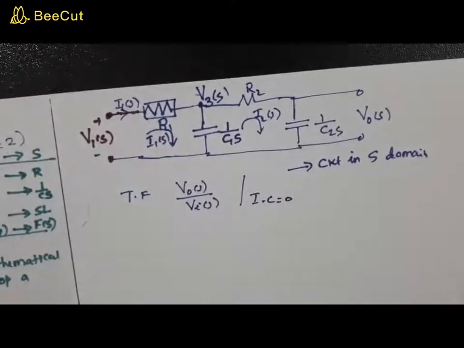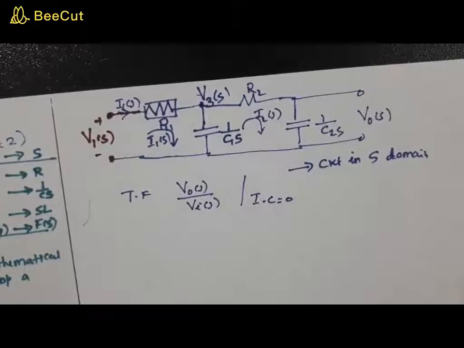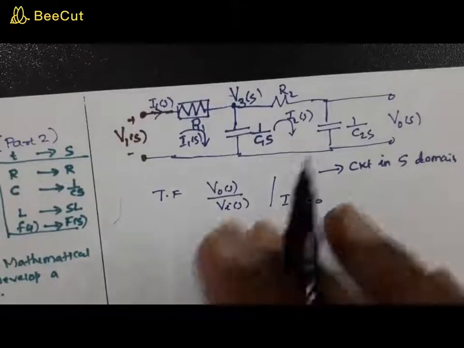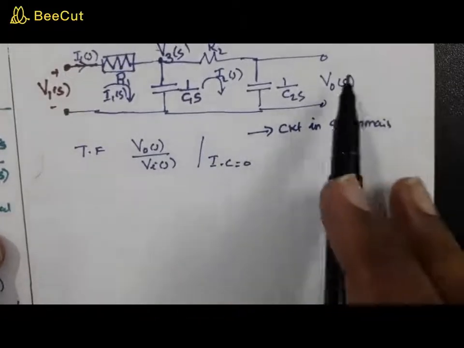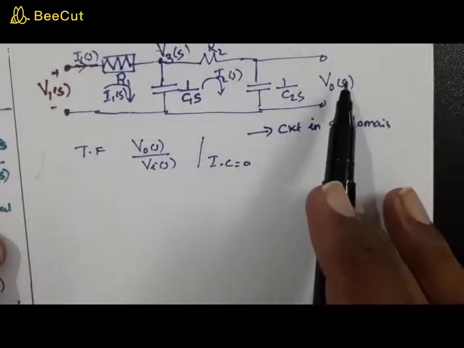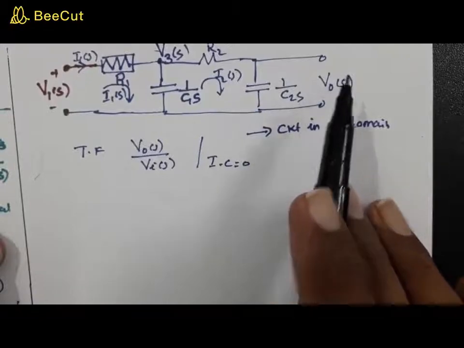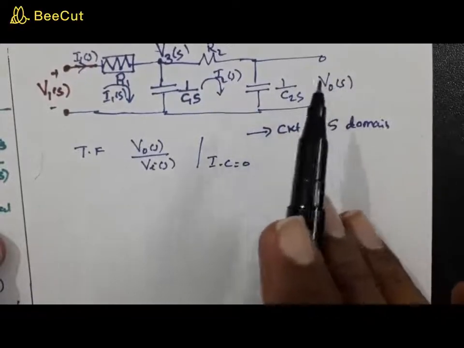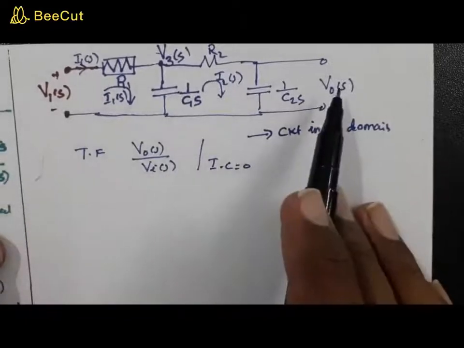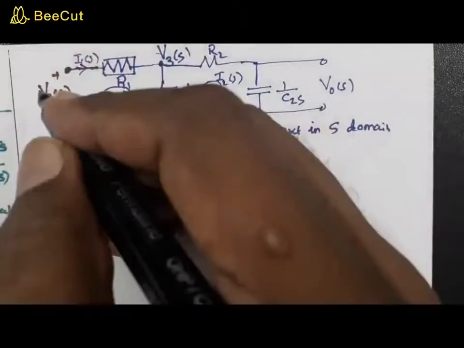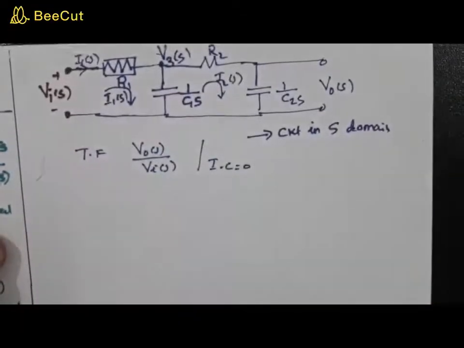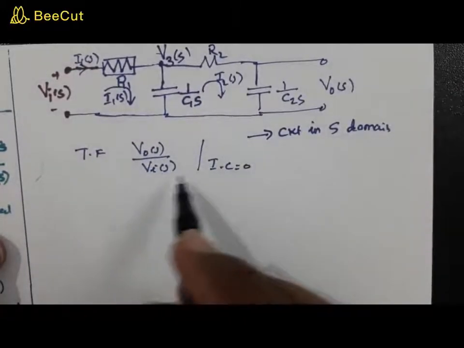So what is the logic behind this? In the previous problem also we obtained as many equations as we can, and in some way or other found a relationship between Vi of s and V0 of s. So finally you should get an equation which only consists of Vi of s and V0 of s. So this is Vi of s, this is not V1, this is Vi of s. So this is the logic behind this.